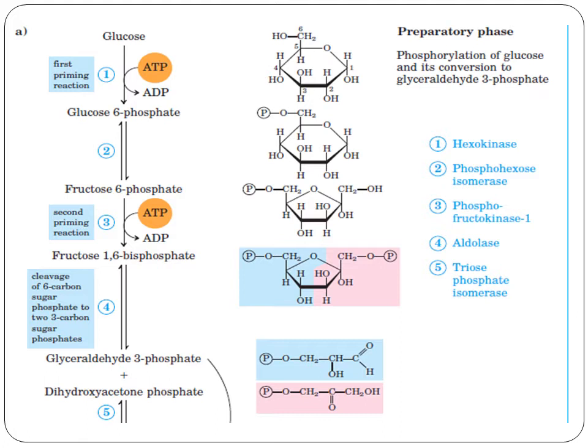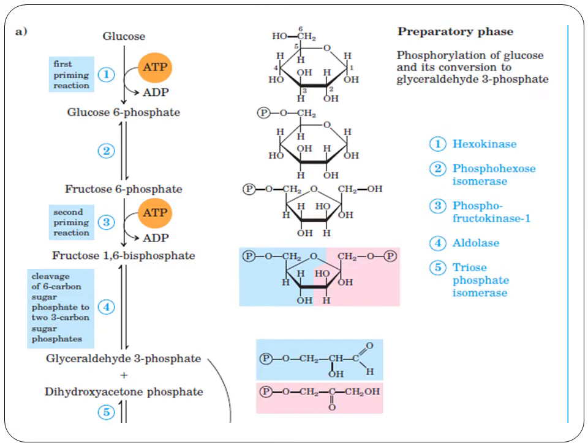Step 4, again an isomerization reaction, the cleavage of 6 carbon sugar phosphate to two 3 carbon sugar phosphates. So fructose, a 6 carbon sugar, gets split into two structures. One is glyceraldehyde 3-phosphate, another is dihydroxyacetone phosphate. These two structures are formed at the end of preparatory phase. Now dihydroxyacetone phosphate is further moved to the next phase, that is the payoff or the oxidative phase.